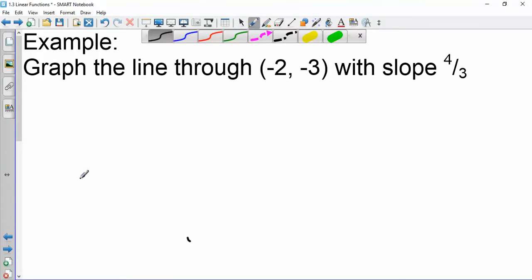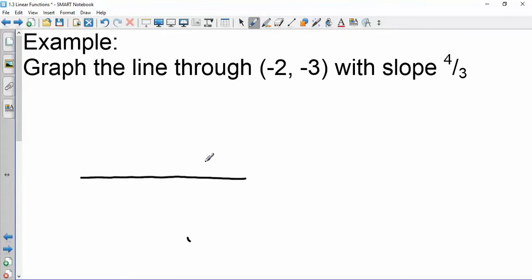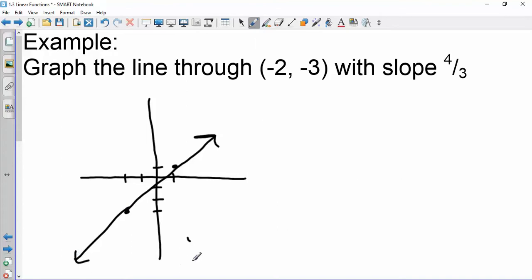So we don't have the equation, but we don't need it in order to graph it. I gave you a point, so you start at the (-2, -3). Slope is 4/3, so that means we go up 4 and over 3. And you just draw your line between those. So we can graph it from the equation or just from a point and the slope.